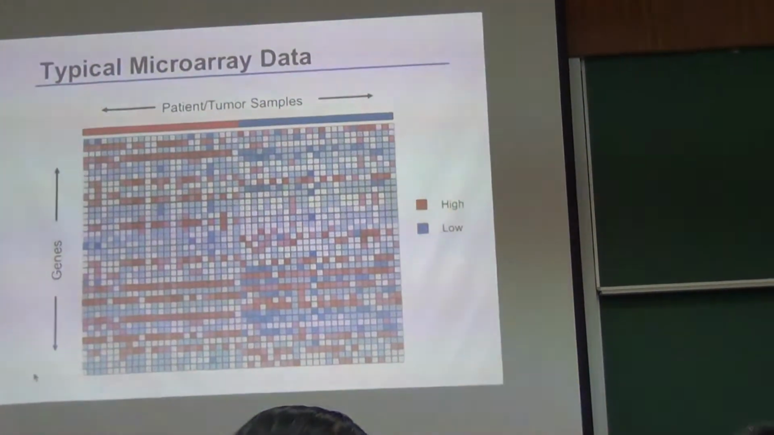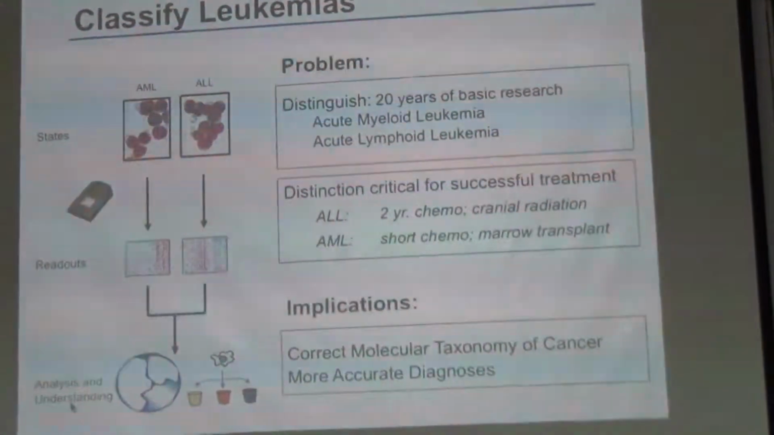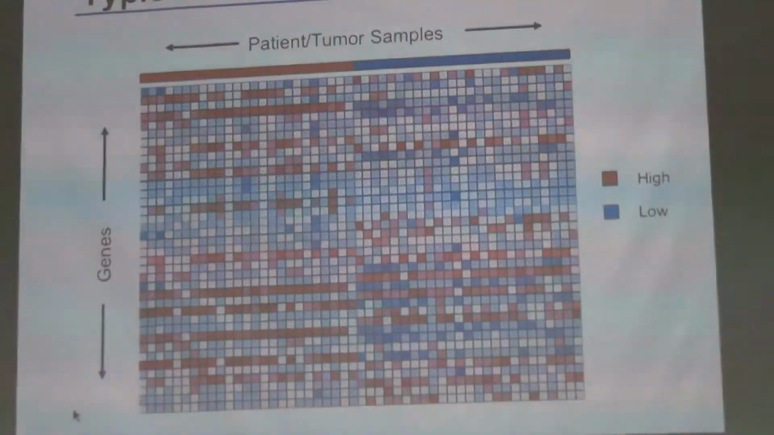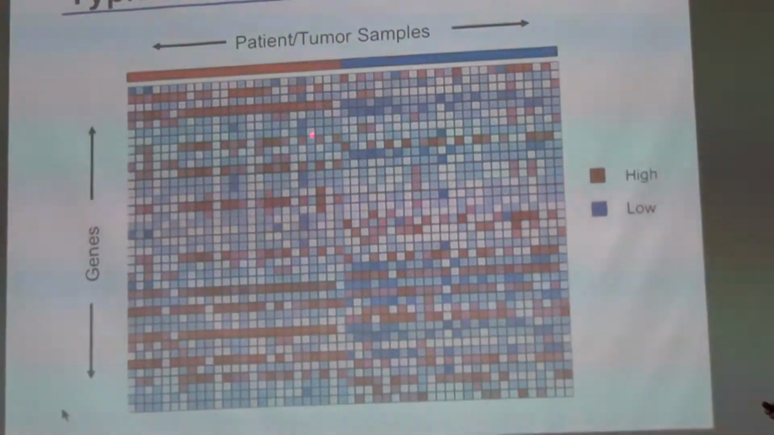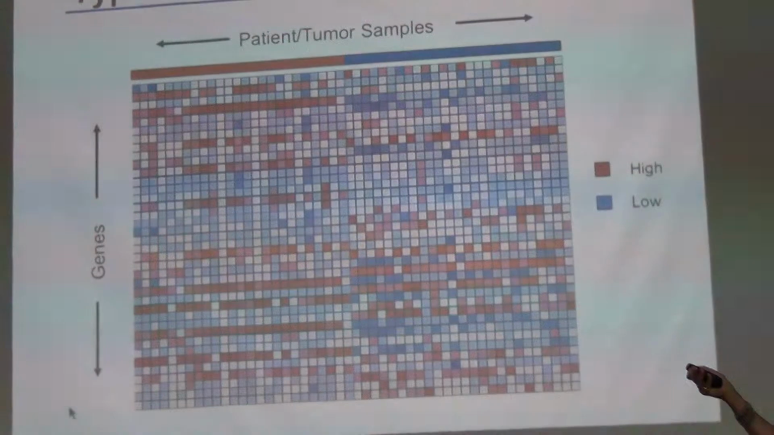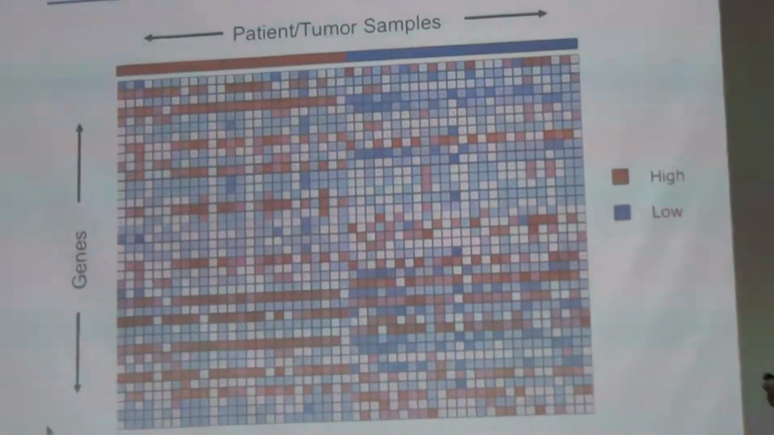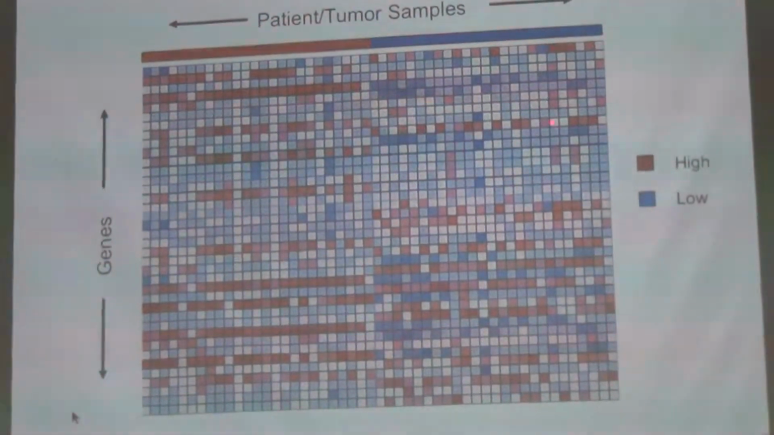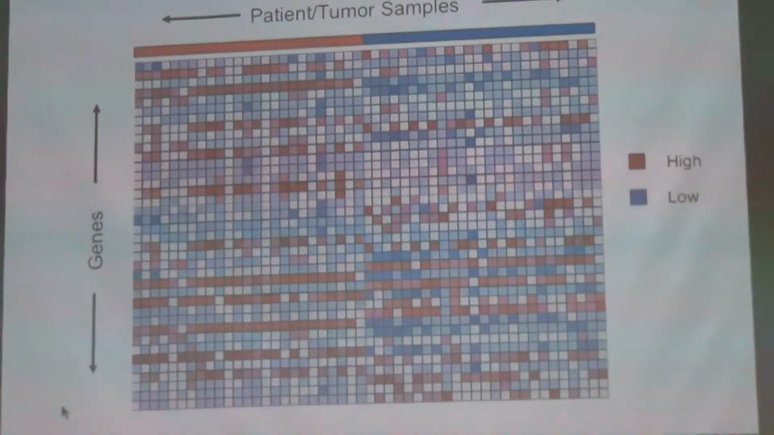So here's what the data look like. Each one of these columns... everything in life boils down to a matrix. Applied mathematics, everything is a matrix. So here's the matrix of gene expression.